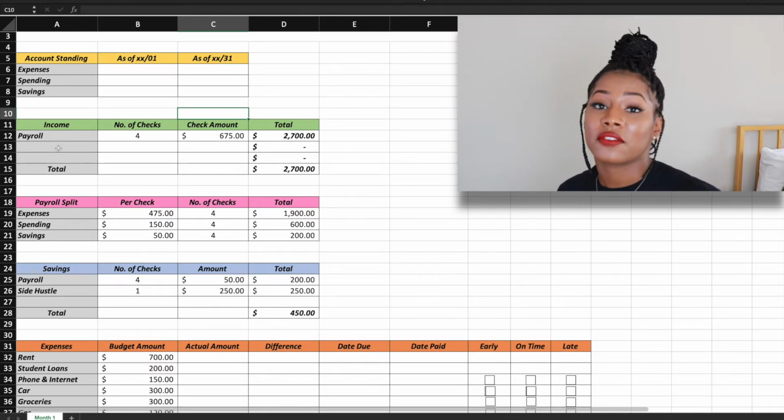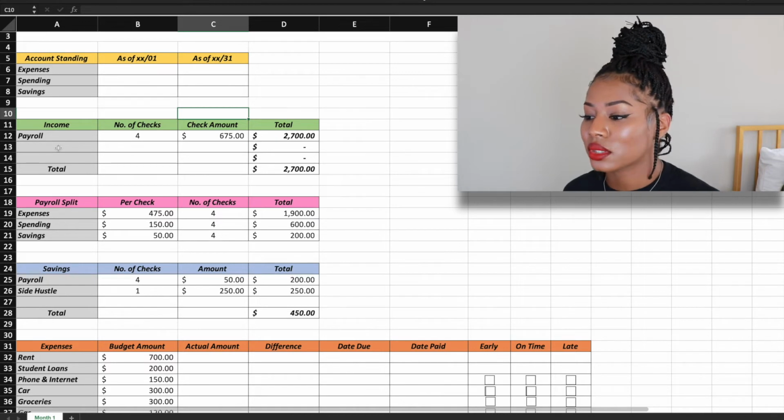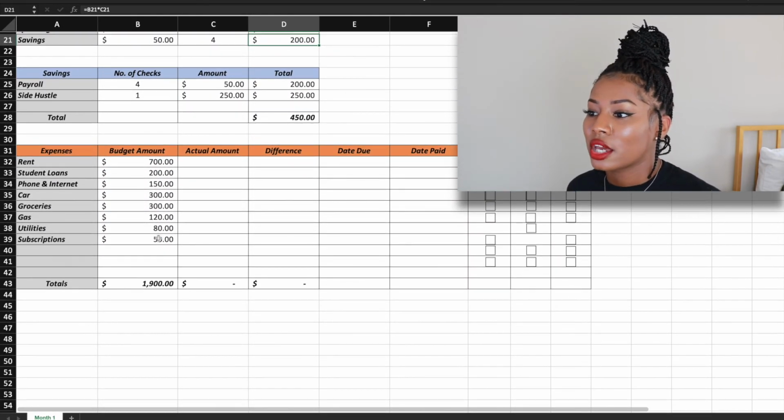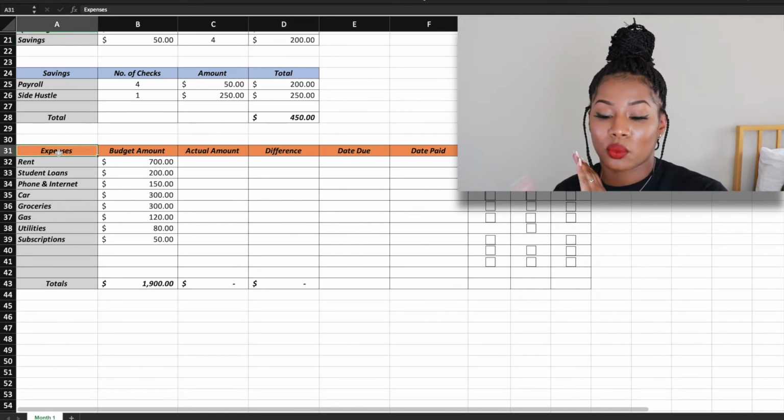which would mean at the end of the year she would save $5,400. And now I'm going to tell you guys how I came up with the numbers for the expenses and the spending accounts. So let's go down here to the expenses chart. As you guys can see, these numbers do not match the numbers that were provided.